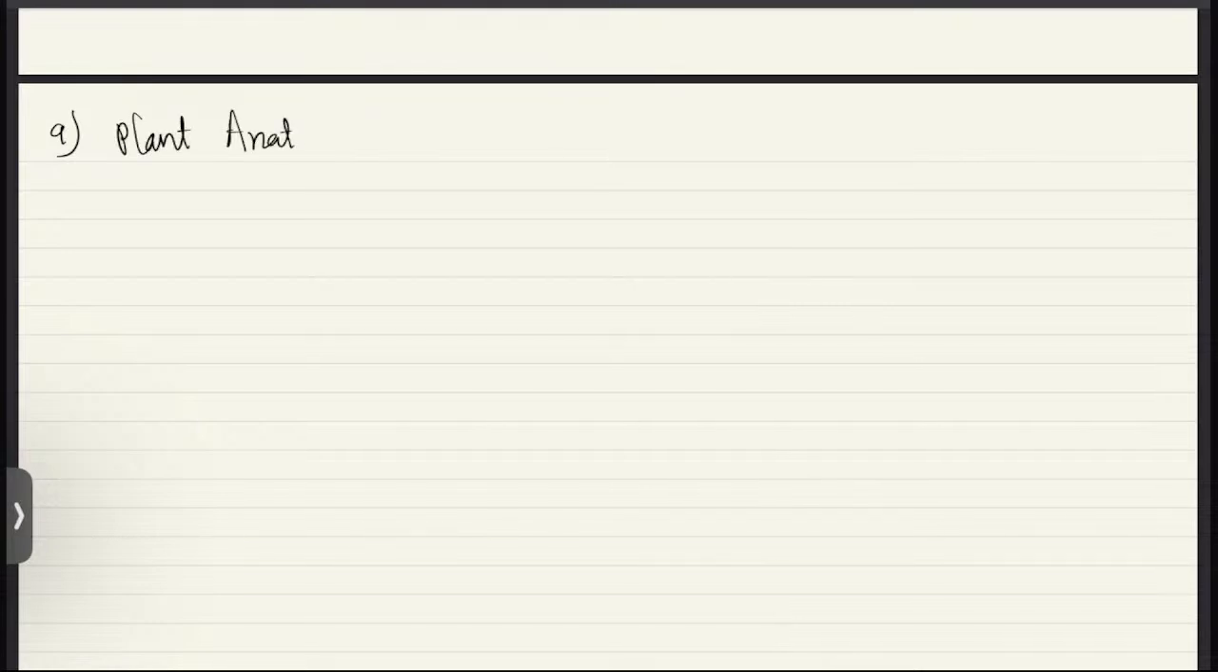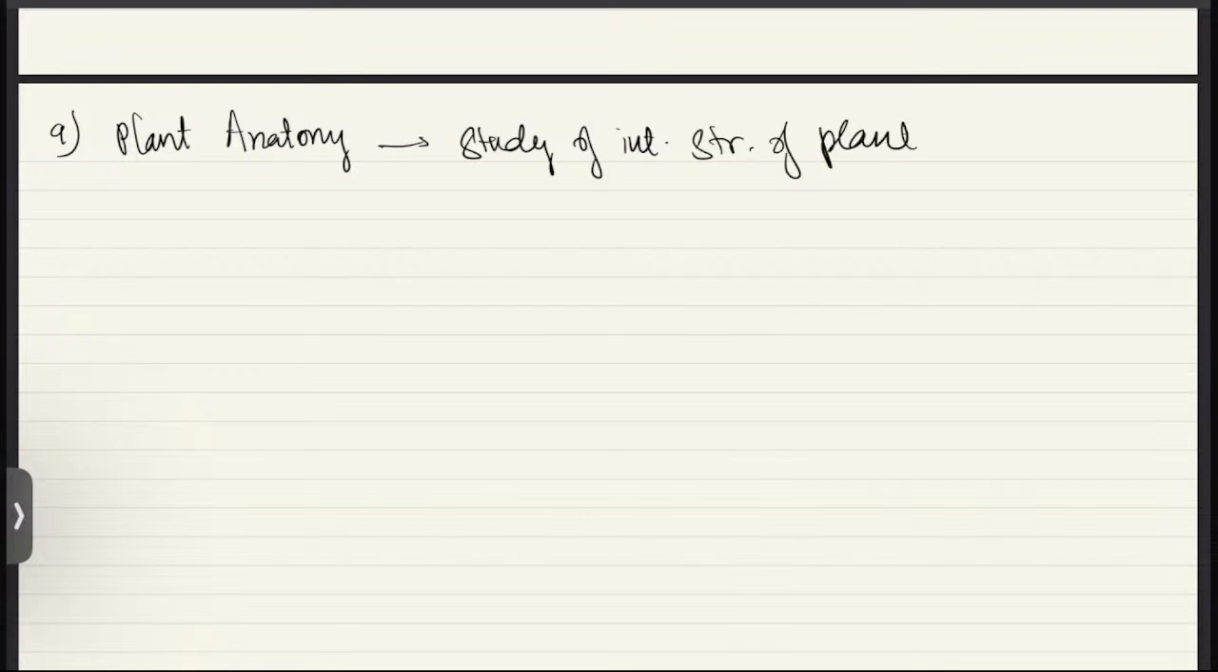First, plant anatomy is the study of the internal structure of plants. प्लांट के अंदर क्या चल रहा है, कैसा स्ट्रक्चर है, if we know that, then only we'll be able to figure out how to use it to our advantage.